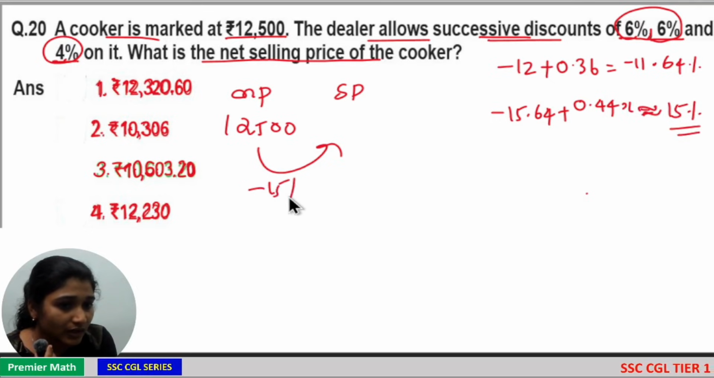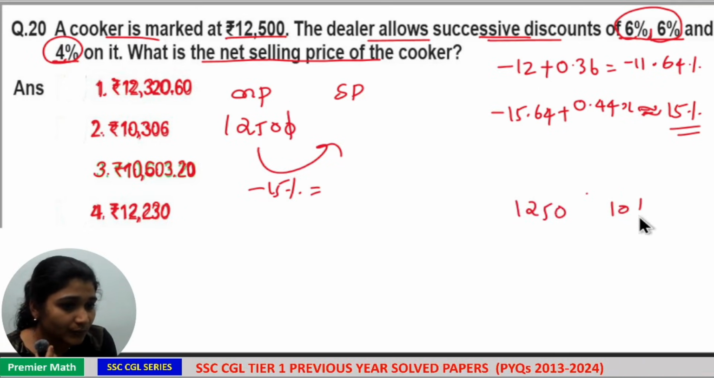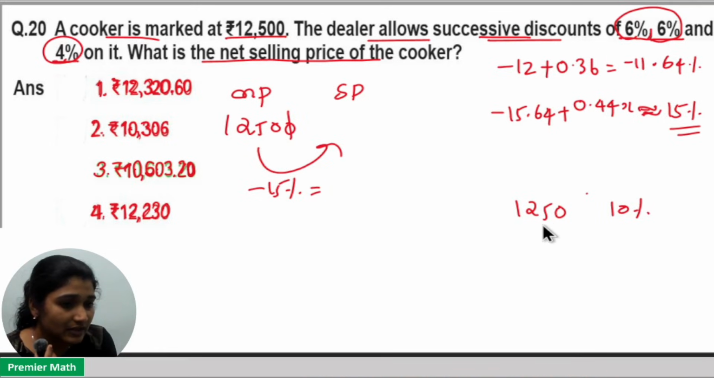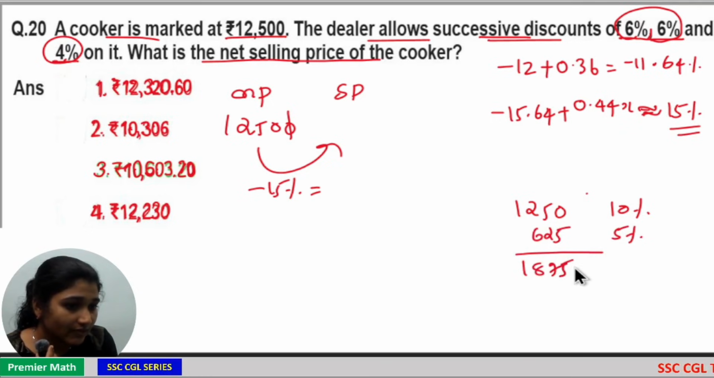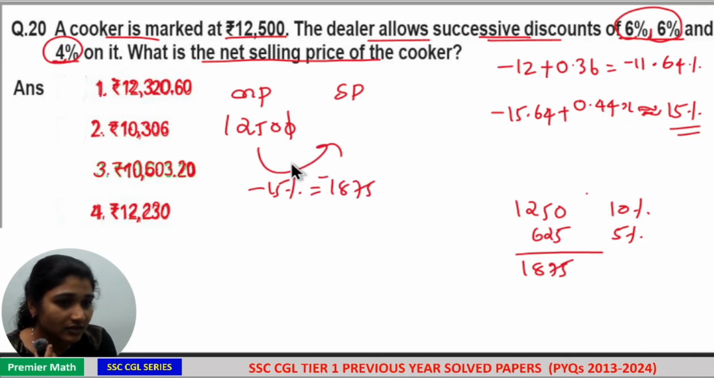So this will become around 15 percentage. So find out what is 15 percentage of the marked price. 10 percentage of 12,500 is 1250. Then 5 percentage is half of it, which is 625. Then 15% is equal to 1875 rupees. Now subtract this 1875 from the marked price, that is the selling price.